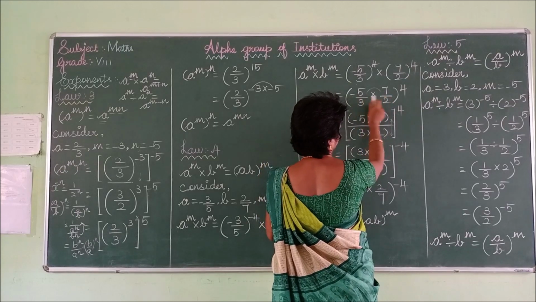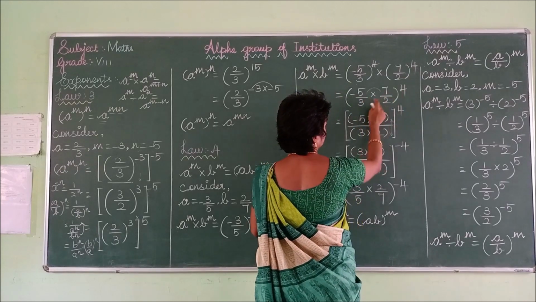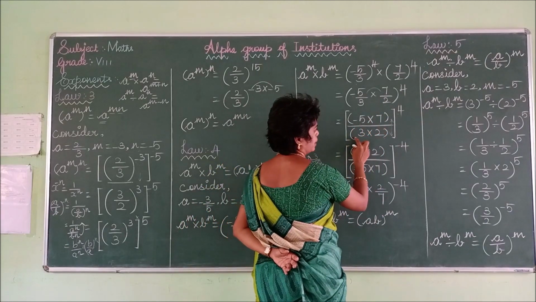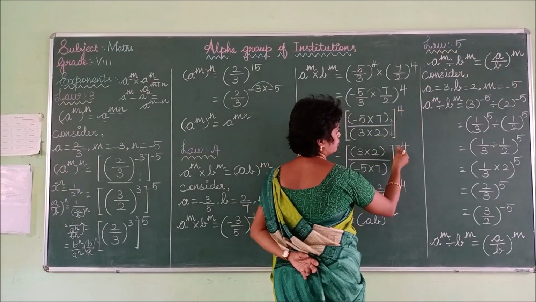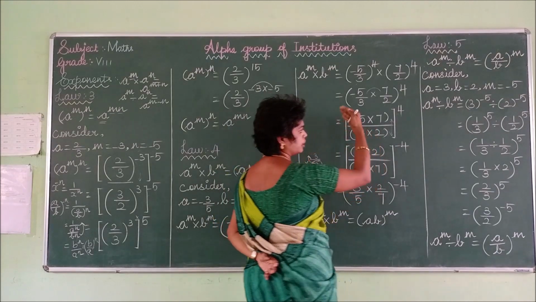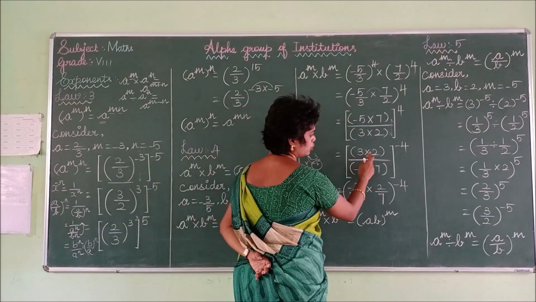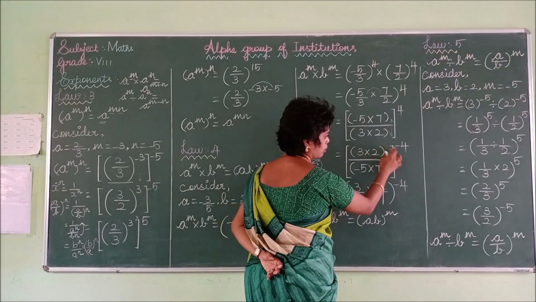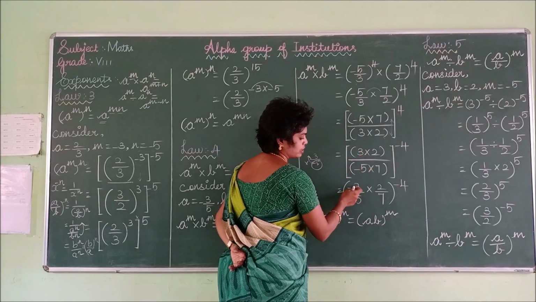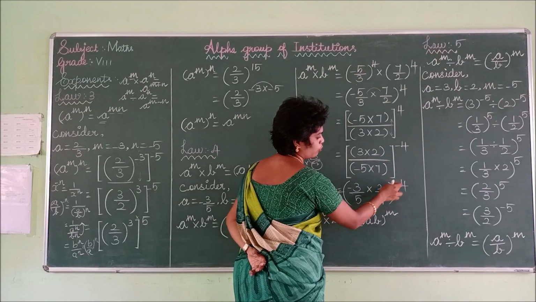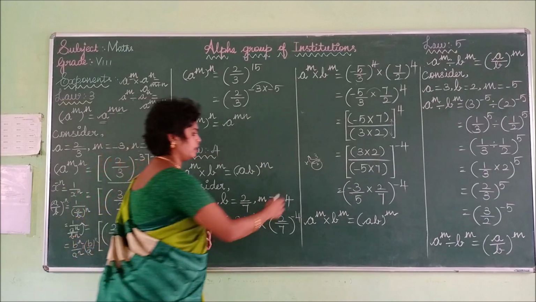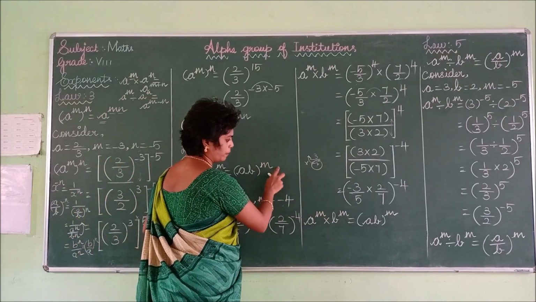So then multiply the value. Minus 5 into 7 divided by 3 into 2. So split and write the power values. This positive 4 will be changed into negative. The values get reciprocal. That means the numerator comes as the denominator and the denominator goes to the numerator. So the value is (3 into 2 divided by minus 5 into 7) whole power minus 4. Now split and write the values: (minus 3 by 5 into 2 by 7) whole power minus 4. So A power m into B power m, the result is (A into B) the whole power m.